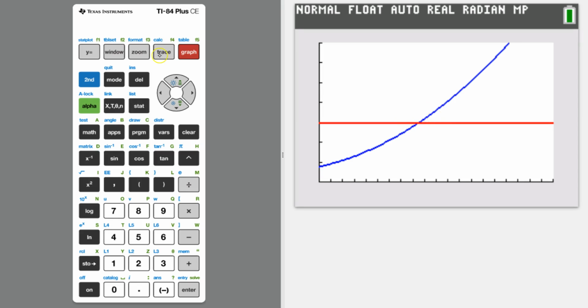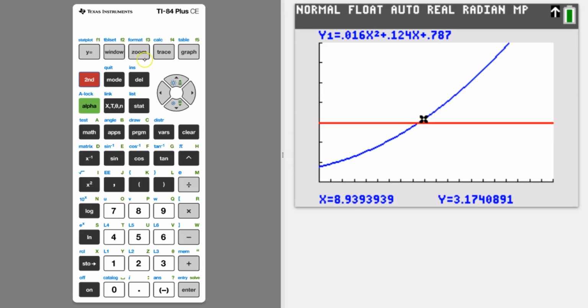So what I'm going to do is press trace. That makes the cursor appear, and then we can move the cursor closer to that point. We can estimate the point. It's around x equals 8, and x equals 8 would have been the year 2000, what would it be? Let's see, 1998. A more accurate way to get the intersection point is to go into the calculate menu.